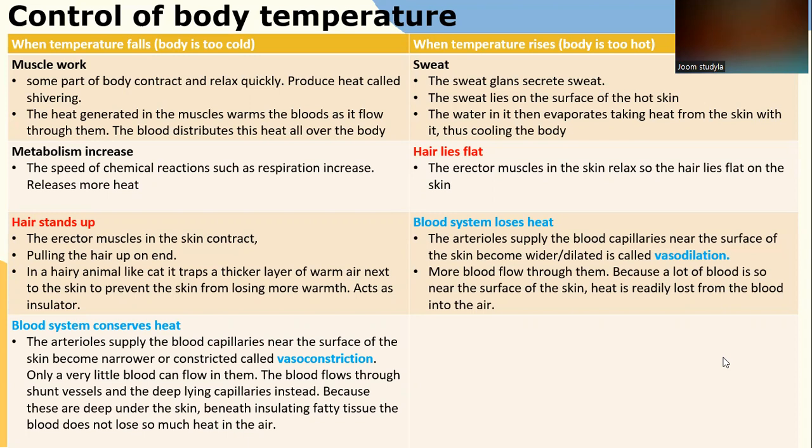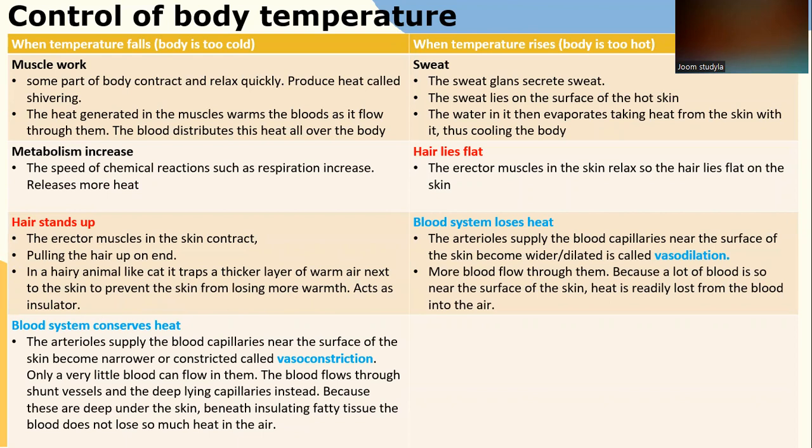So what happens next? Hairs stand up: the erector muscles in the skin contract, pulling the hair up on end. In a hairy animal like a cat, it traps a thicker layer of warm air next to the skin to prevent the skin from losing more warmth, acting as an insulator. On top of that, metabolism increases: the speed of chemical reactions such as respiration increases, and it releases more heat.